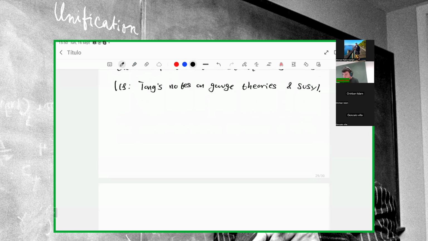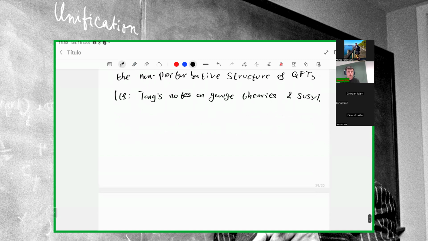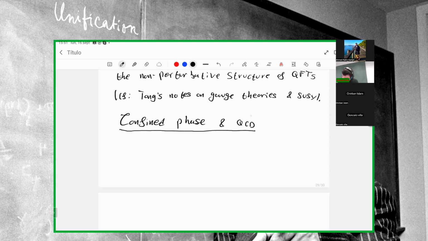Okay, so let us now change gears and discuss the last of the phases we will need to consider in order to describe the standard model. So this is a confined phase. And it will be useful to talk about it in the context of QCD, or quantum chromodynamics.